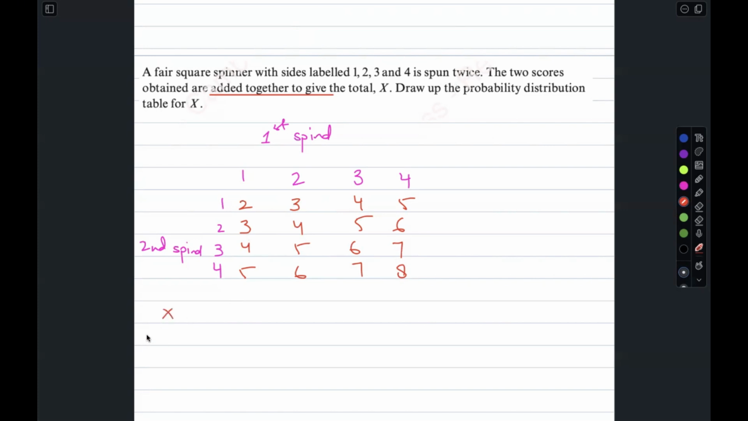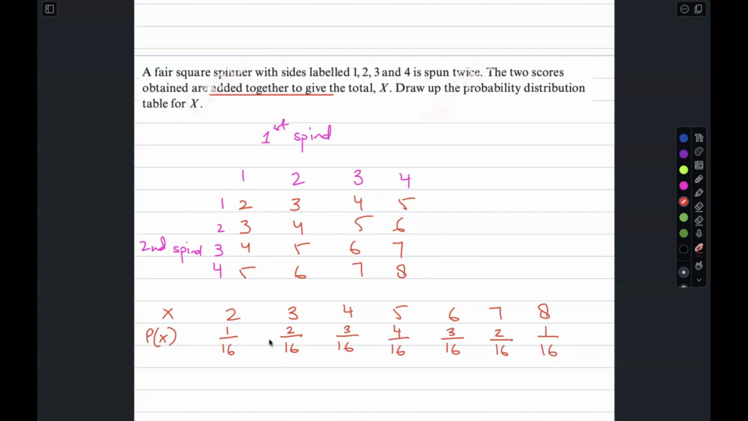Now to make the table, we can write X and probability of X. So X can take the values 2, 3, 4, 5, 6, 7, and 8. Now we know that there are a total of 16 possibilities. Out of that, 2 is occurring once, so the probability will be 1 out of 16. 3 is occurring twice, so that will become 2 out of 16. 4 is occurring thrice, so that will be 3 out of 16. 5 is occurring 1, 2, 3, and 4 times, so that will be 4 out of 16. 6 is occurring 1, 2, 3 times again, so that will be 3 upon 16. 7 will be 2 upon 16, and 8 will be 1 upon 16. So this is the probability distribution for X.